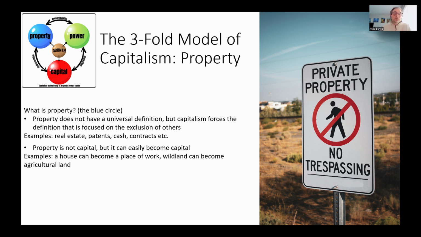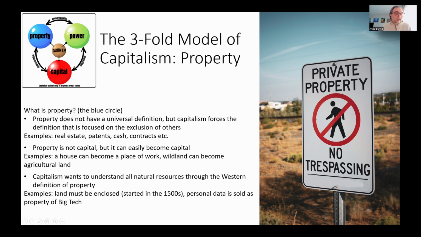But in order for this to happen, you need a legal framework. You need the state to agree to that and recognize it. Some examples, like we discussed, is the land itself. And it's important to note here that capitalism wants to understand natural resources, such as land, through the Western definition of property. When we talk about land enclosures, which is pretty much putting fences around the land, a phenomenon that started in the 1500s in England, some argue that was the beginning of capitalism, when property became framed within boundaries, so it can become capital for landowners at a later time.